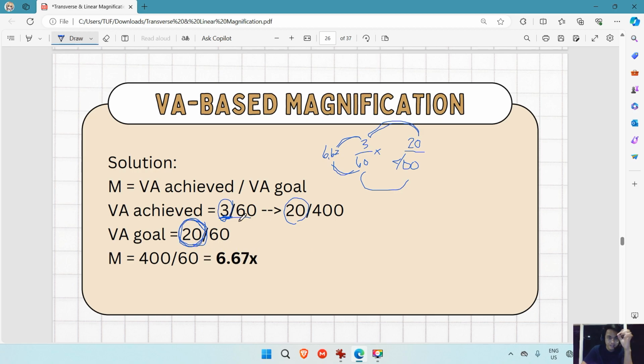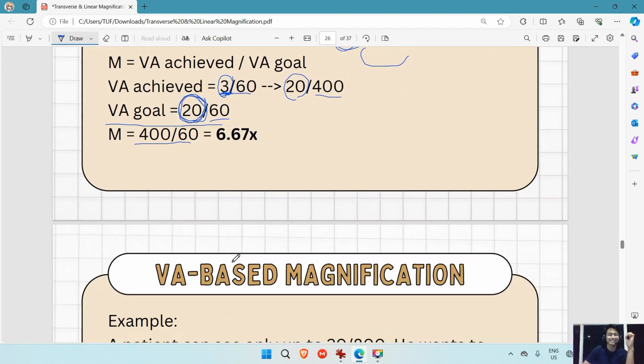So now, they are on the same test distance. So what you want to do now is only to get what magnification is needed by the patient to achieve this VA goal of 20 over 60. So all you have to do is divide the achieved of 400 by the goal of 60. So 400 over 60 is equal to 6.67 times.